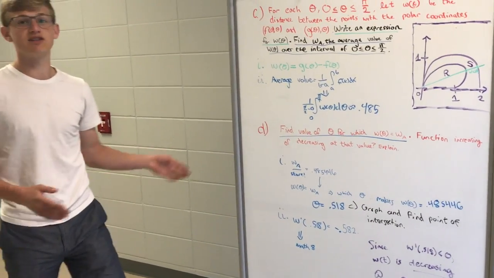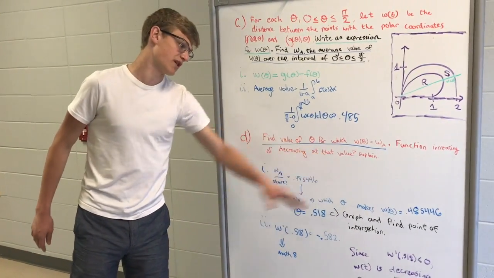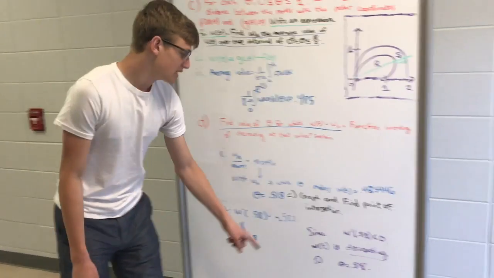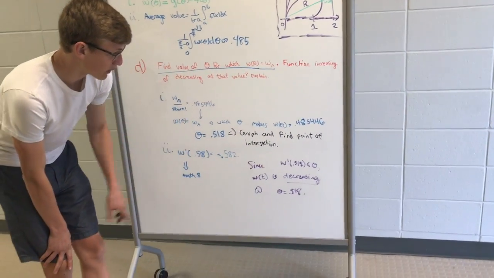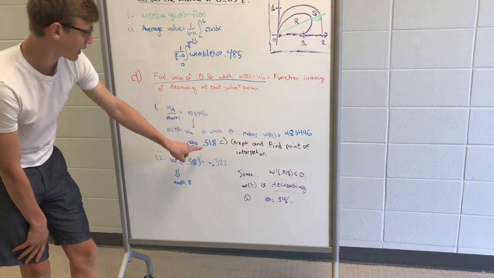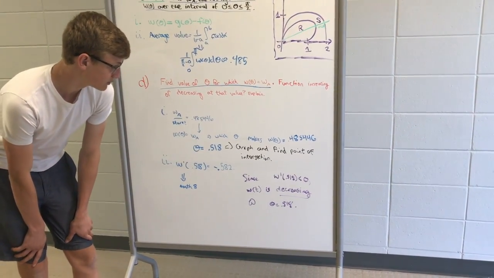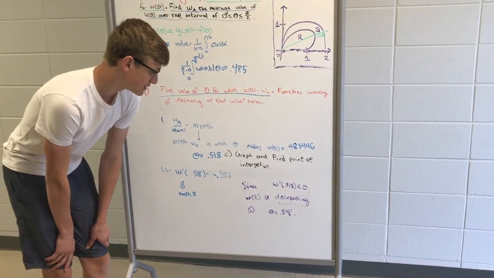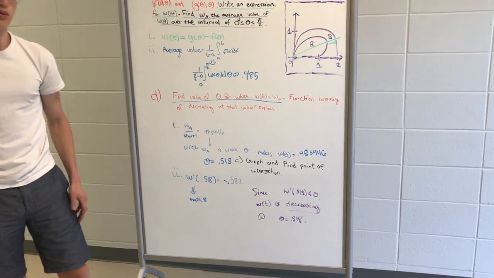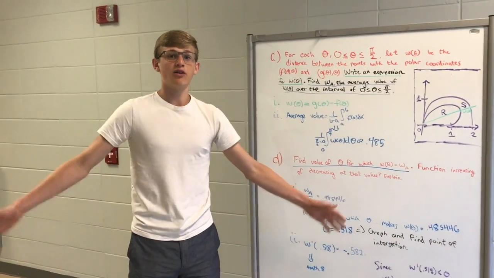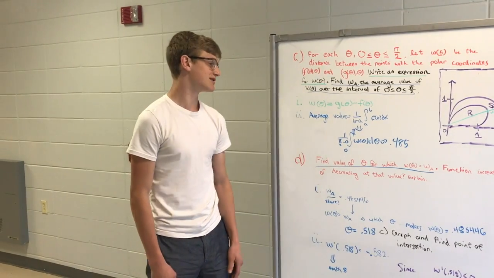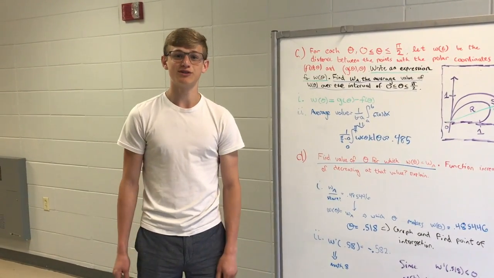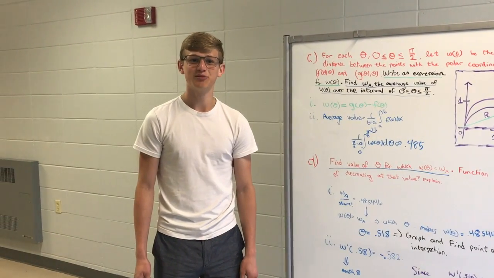And then finally, it asks you to justify your answer. So, since w prime of 0.518, which is what we got right up here, is less than 0, w of theta is decreasing at theta equals 0.518. Okay, kids, that's how you do it. That's free response question 2 of the Calculus BC exam.